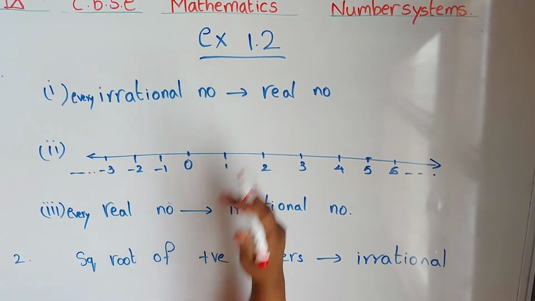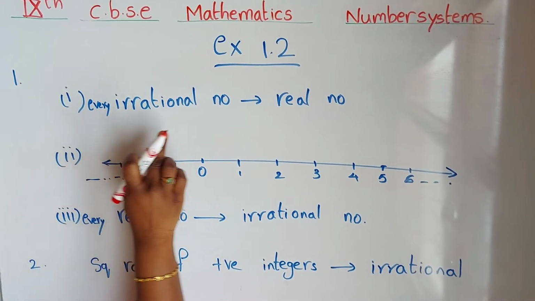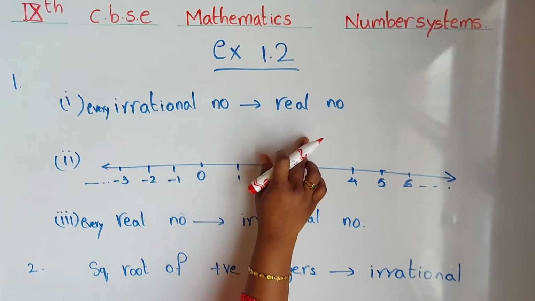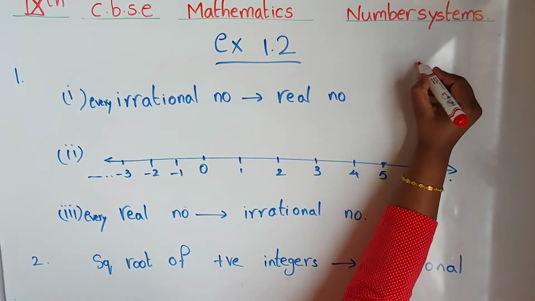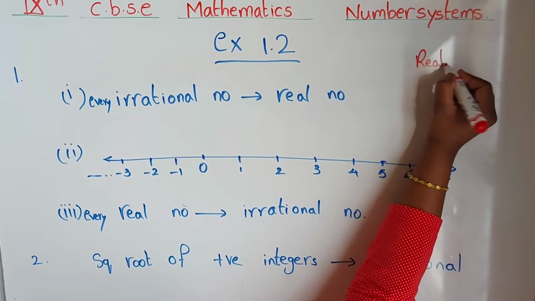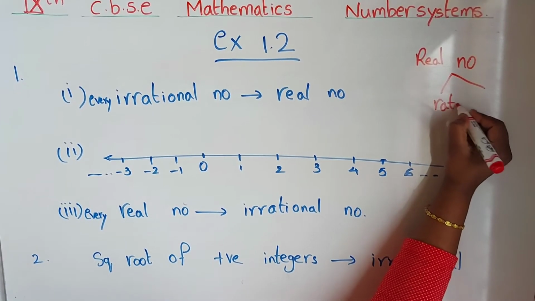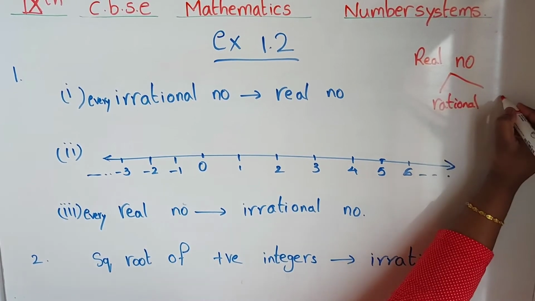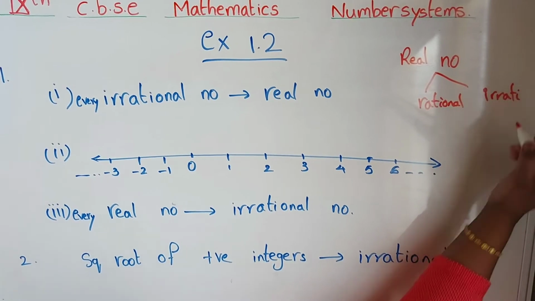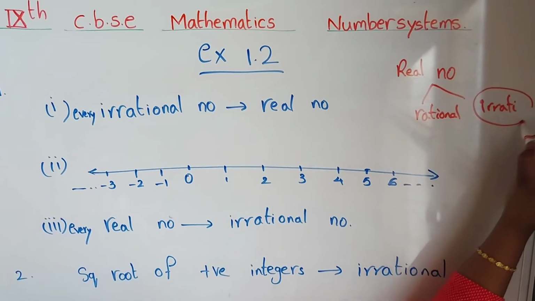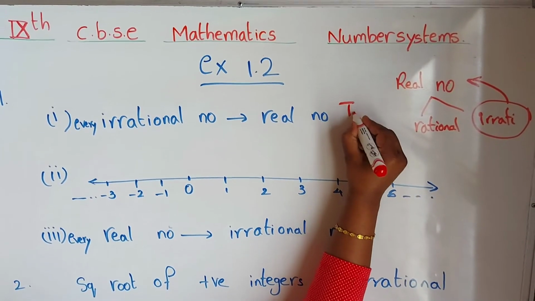Here they have given some statements. We need to tell whether each is true or false. First one, every irrational number is a real number. We have learned that real numbers are of two types. One is rational and the other is irrational. So all the irrational numbers are real numbers, right? So this statement is true.